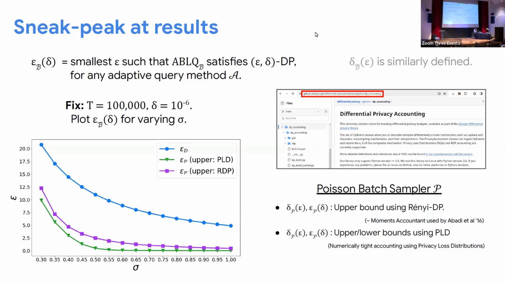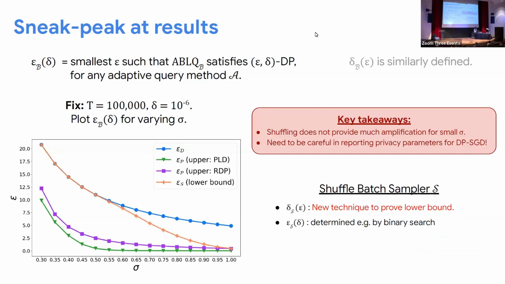So now the question is, where does the shuffling batch sampler fall between these? Because that's what people often use in practice. So here we have the orange line for shuffling that is somewhat in the middle of the two, the deterministic and Poisson sampling. And an important note is that this is just a lower bound because it's pretty difficult to analyze. And then in our work, we have a new technique to prove a lower bound on the results, but not yet an upper bound.